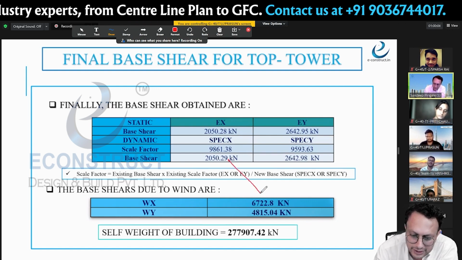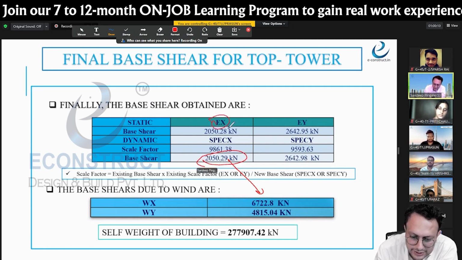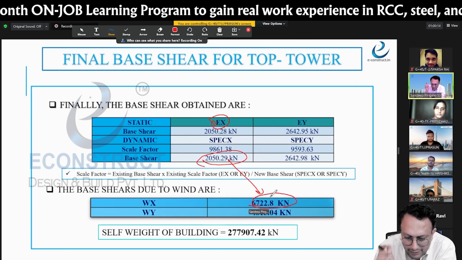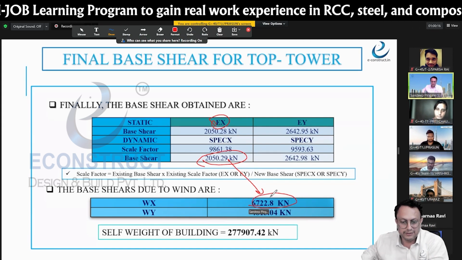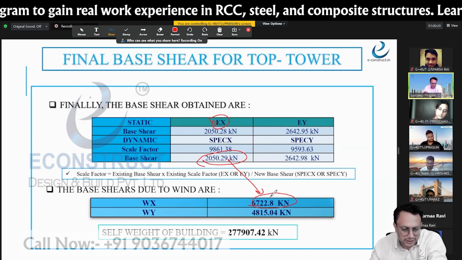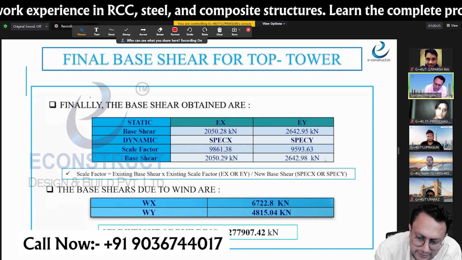You are getting the base shear almost 3 times. Seismic base shear in EX is 2050 and wind base shear is 6722. Something is substantially wrong in the wind calculation, guys. Next slide, please.